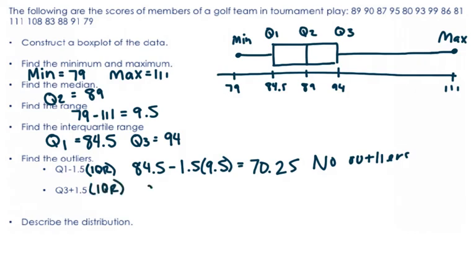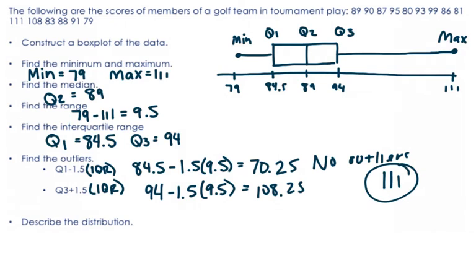So Q3, I got 94. And then I'm going to subtract 1.5 times 9.5. And when I do that, I get 108.25. And there was one data point that was past 108. So I would say 111 is your only outlier.